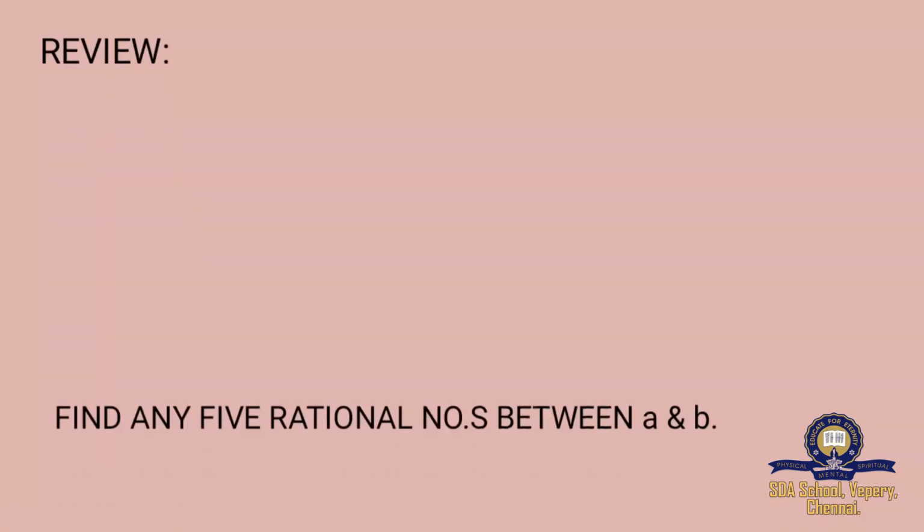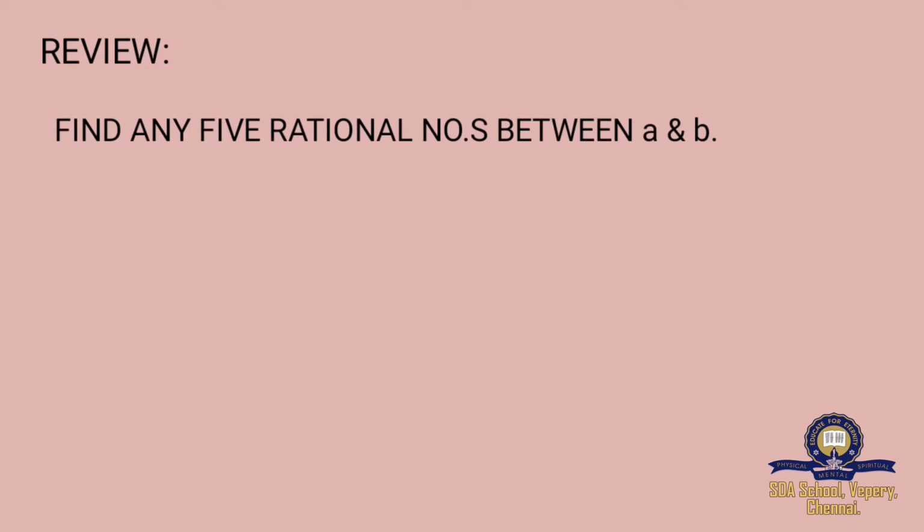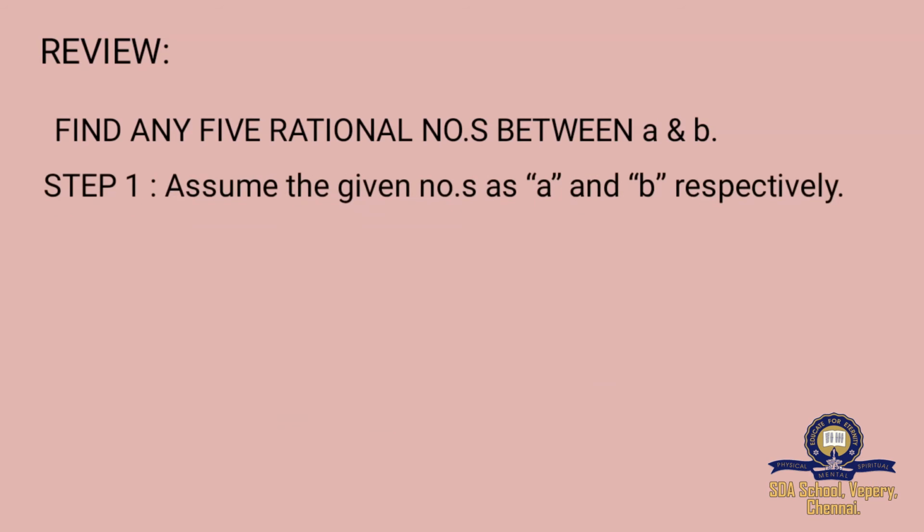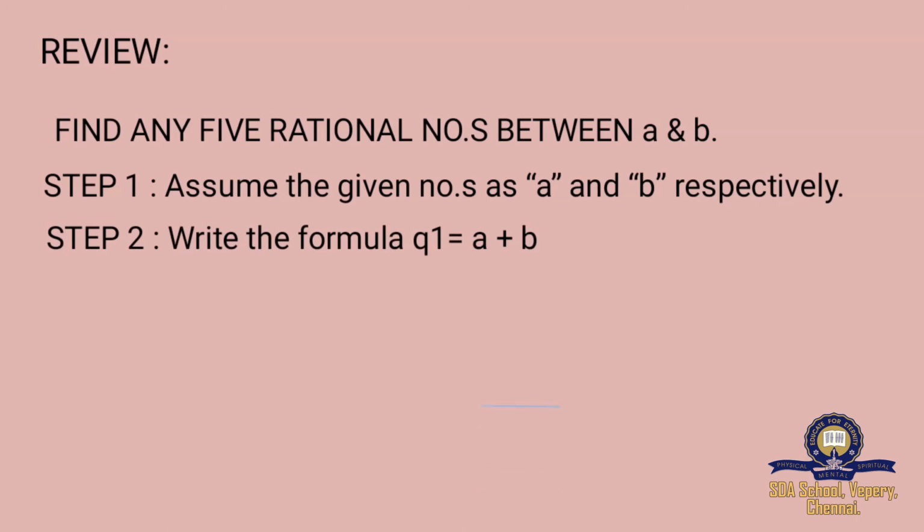Now let us do a quick review. If you have to find any 5 rational numbers between any two numbers given, assume the given numbers as A and B respectively. This is just the first step. Step 2, you have to write the formula as Q1 equals (A + B)/2. Here Q1 represents the rational number.